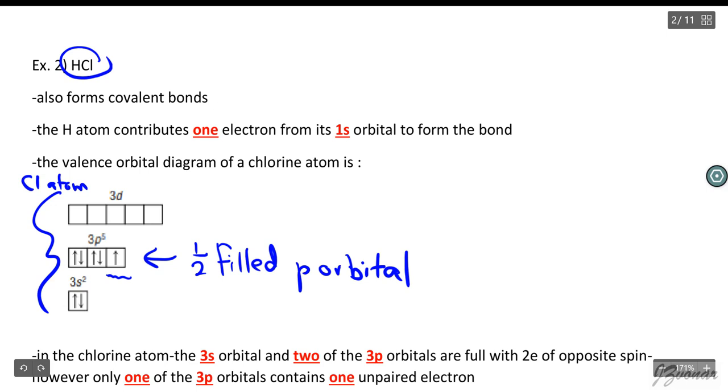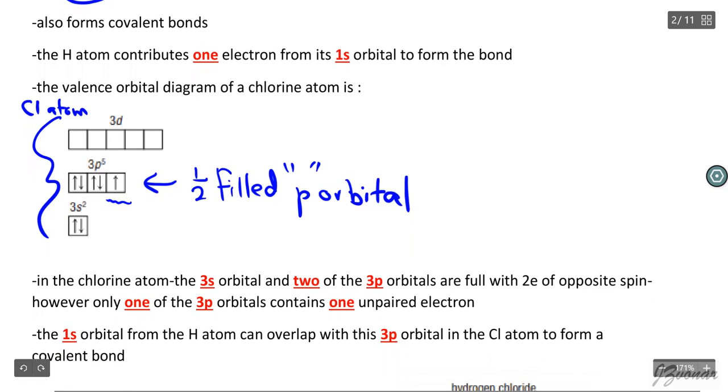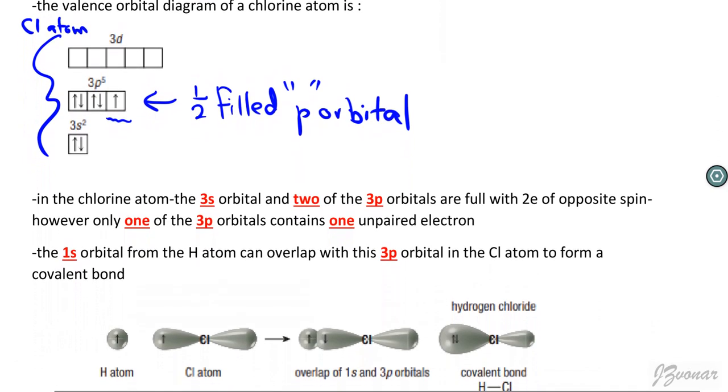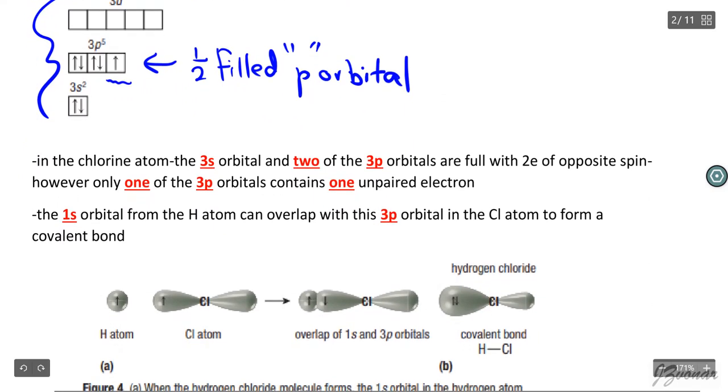Okay, and this half-filled p orbital is going to come into close proximity to a half-filled s orbital of hydrogen, and they're going to overlap to form that covalent bond. All right, so if we take a look here in the chlorine atom, this gives us an illustration of what actually is taking place here.